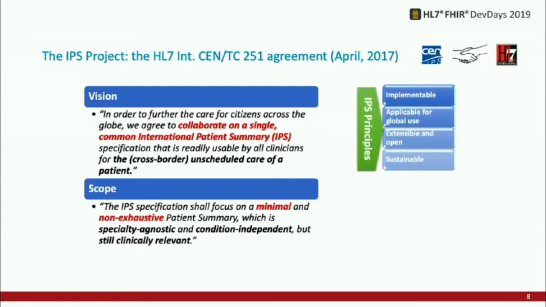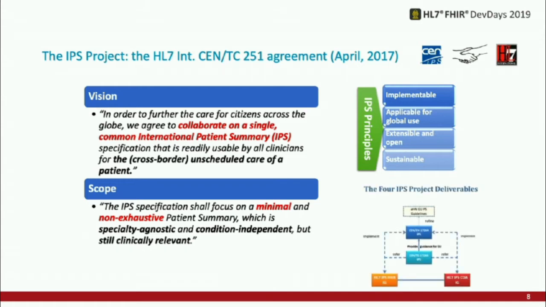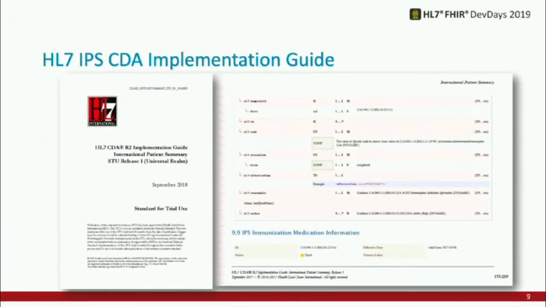And so there are some principles that were agreed to in Oslo: being implementable, applicable for global use, extensible and open, and sustainable. And then we came up with 4 deliverables, which you can't really see that part very well, I don't think, but there are 2 HL7 implementation guides, one in CDA and one in FHIR, and then there are 2 CEN documents that relate to that from the European side. You'll see a little bit bigger diagram for that.